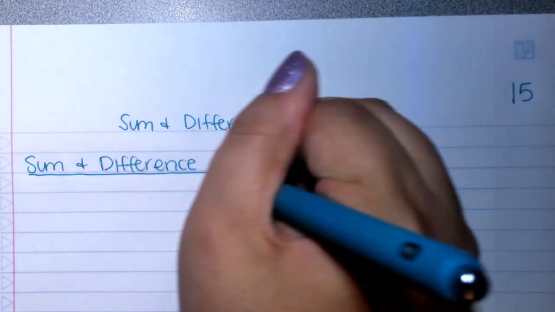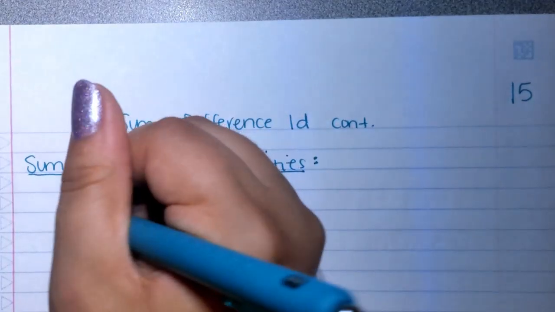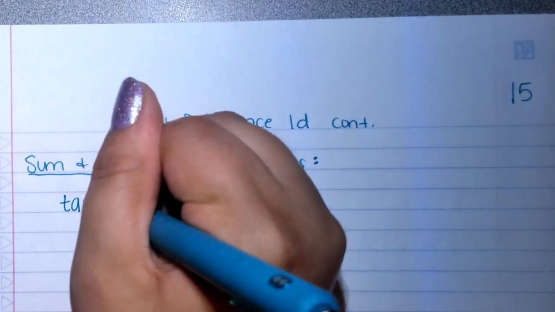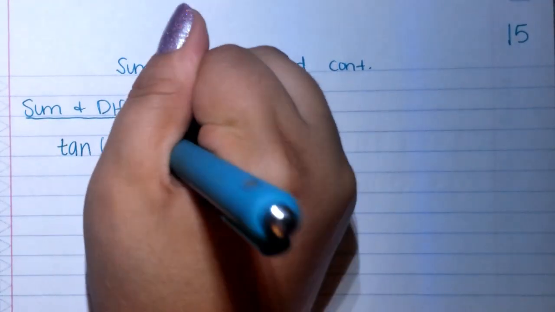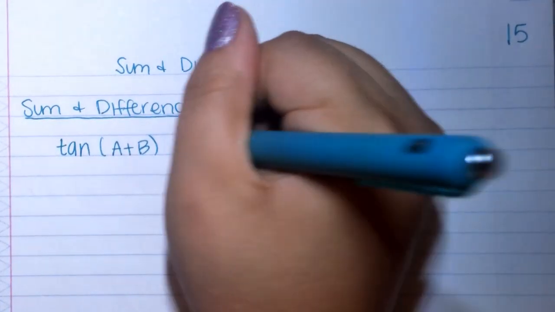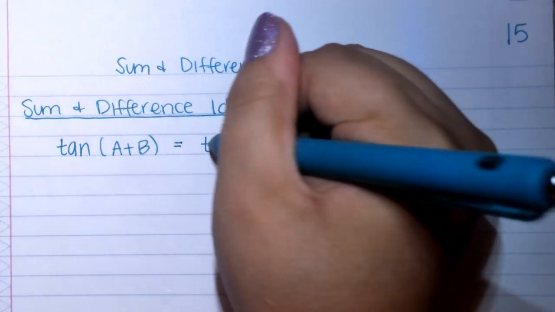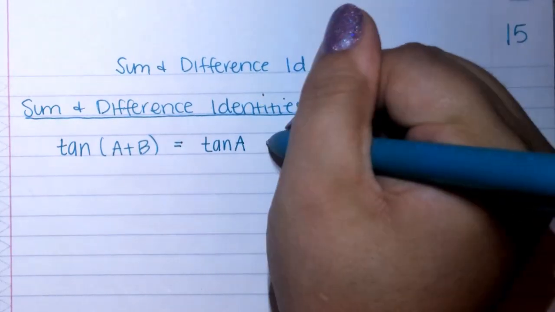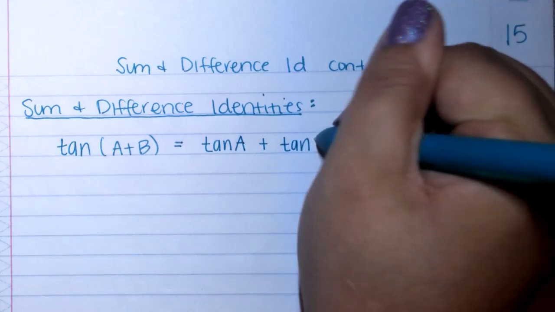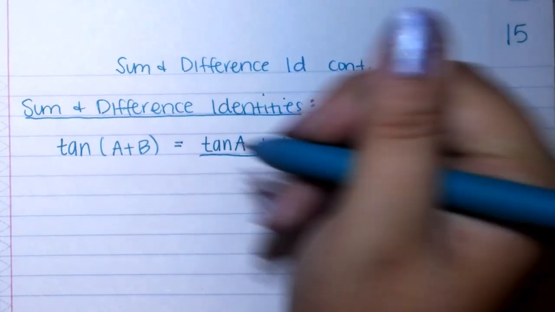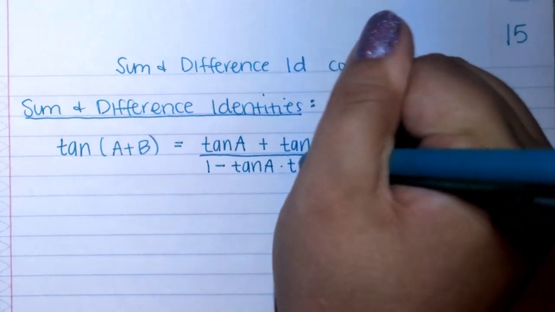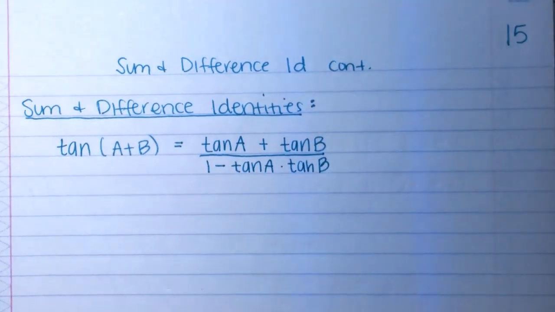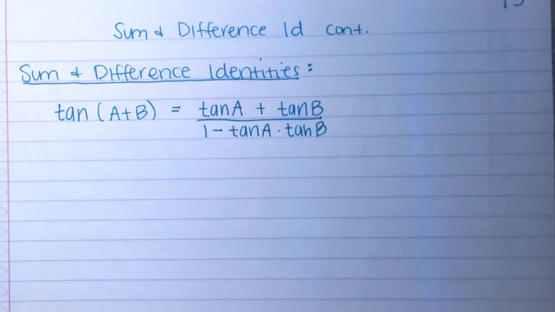And I'm not going to derive all these. Are y'all okay with that if I just give them to you? If you have the tangent of A plus B, your identity is the tangent of A plus the tangent of B over 1 minus tangent A times tan B. Don't give up. You'll have it memorized by the end of this page.